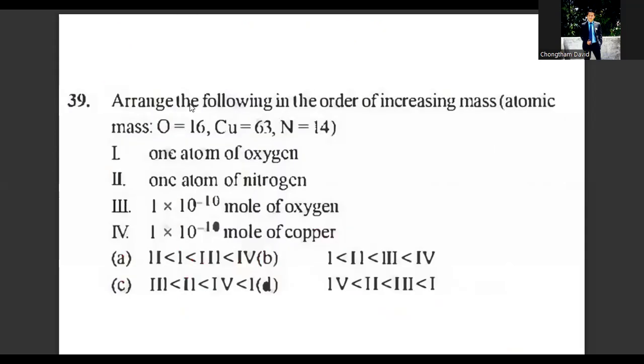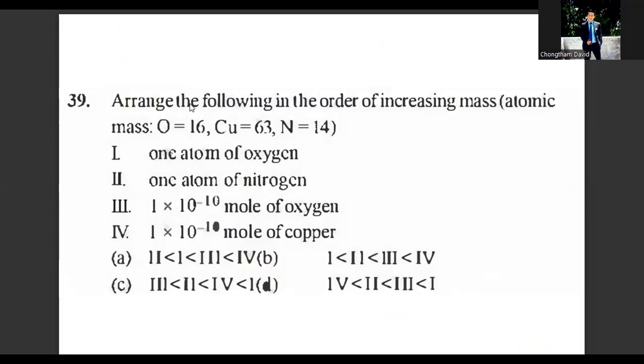Now, the mass of Avogadro's number of oxygen atoms is 16 grams. The mass of one atom of oxygen can be found out by writing 16 divided by Avogadro's number. Taking the unitary method, it comes out to be 2.66 into 10 to the power minus 23.